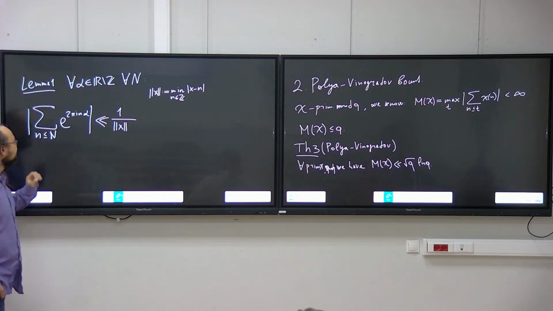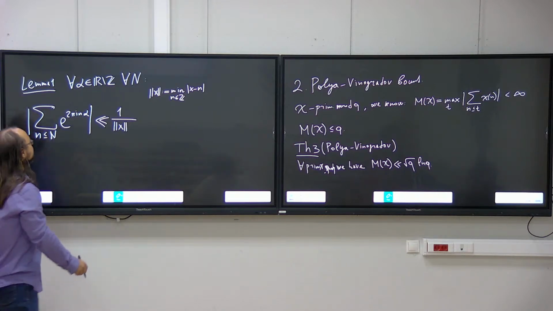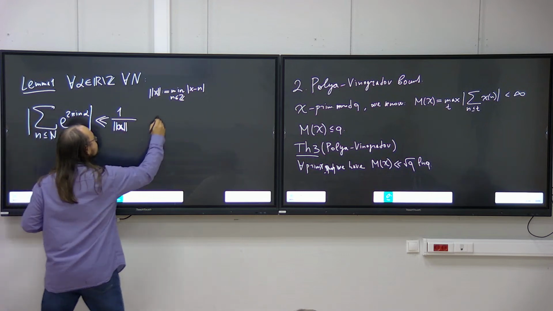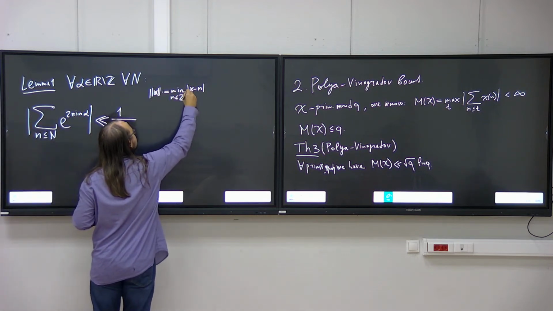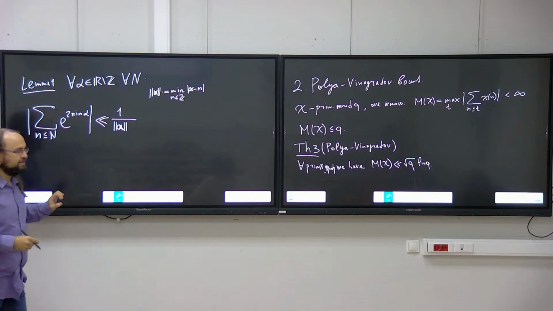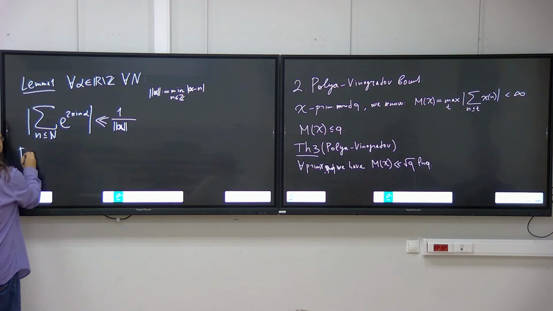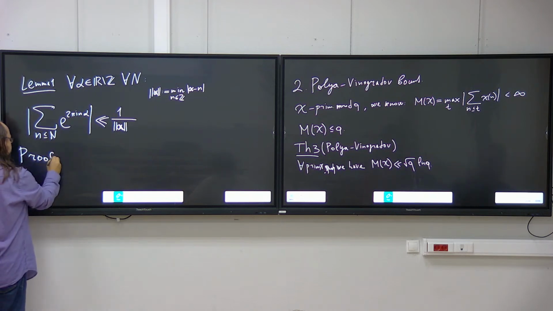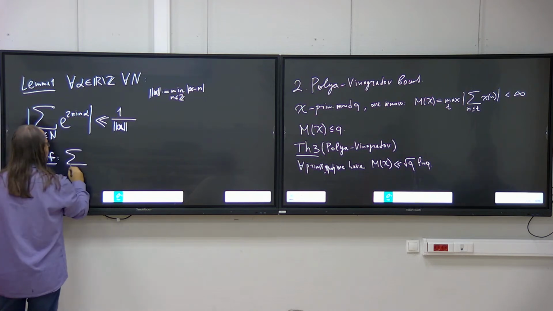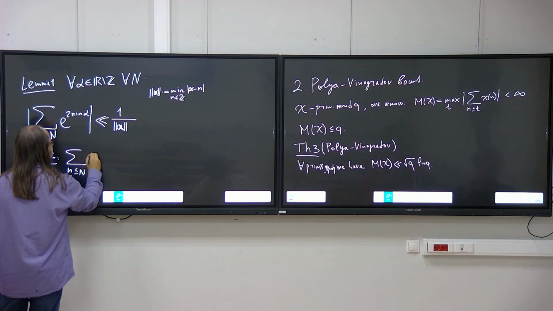So for any alpha, you can estimate the sum as follows. One can notice that this does not depend on N at all. The proof is very simple. Sum over all n less than or equal to N. This is once again the geometric progression.